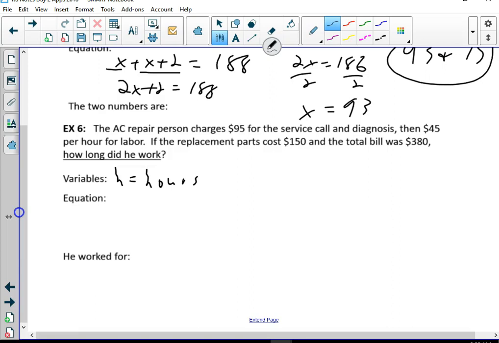Okay, now let's think about it. 95 is just a flat fee, right? They're just paying that to show up. The 150 is for the part, right? And they charge $45 for every hour they're there, and the total bill was $380. That's how you translate it: flat fee plus the part plus the rate equals $380.